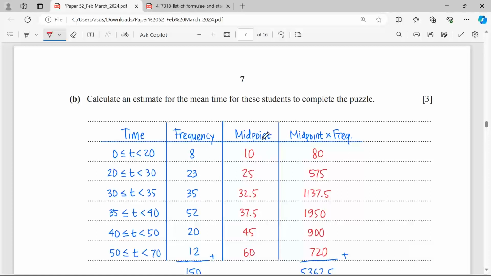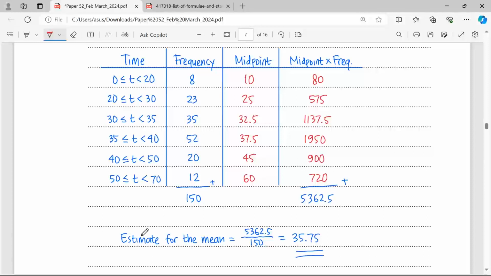After you get the midpoint, you have to multiply the value by frequency. For example, for the first class, it is 8 multiplied by 10, which is 80. Then for the second class, 23 multiplied by 25, which is 575, and so on. Then you sum all the values here, likewise the frequency. So the estimate for the mean would be this value divided by the sum of frequency, and you will get 35.75 for the estimate for the mean. That's for question part B.